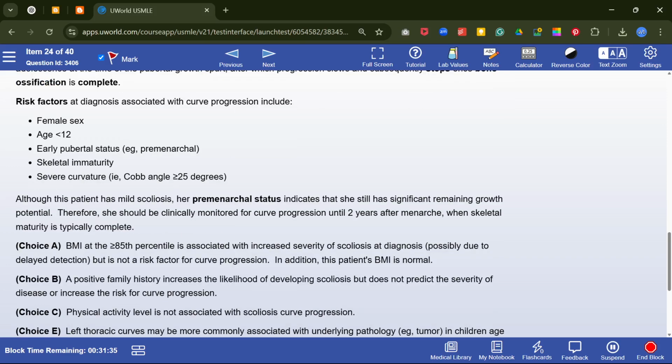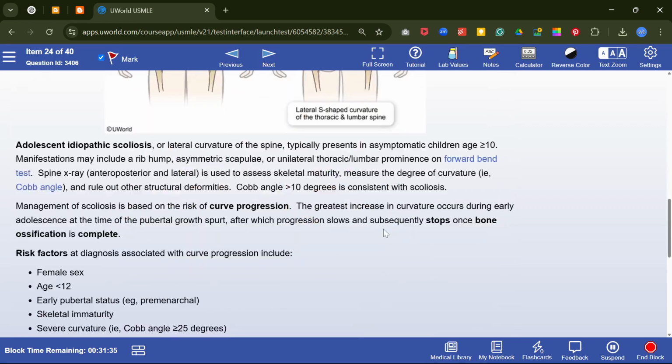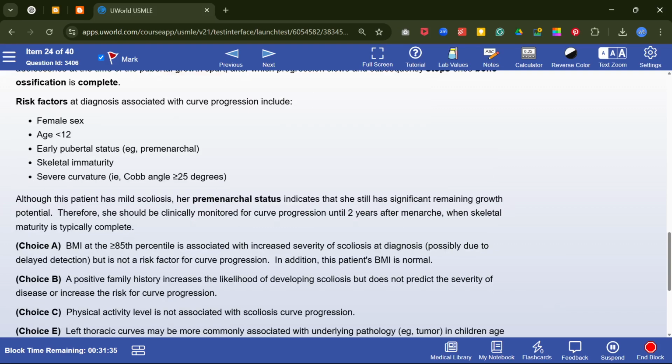So in mild scoliosis, her premenarchal status indicates that she still has significant remaining growth potential. So she should be clinically monitored for curve progression until 2 years after menarche, when skeletal maturity is typically complete.